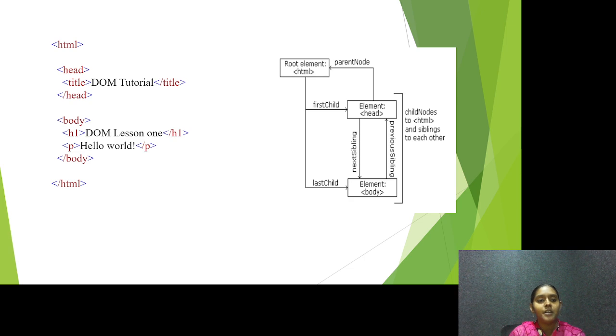And this is the diagram in which we are indicating HTML as the root element, and head is the first child element, and the title is included in the head, and body is another child element. H1 and P are the tags included in the body, and HTML is the closing one. Here we can see the diagram in the figure. Child nodes to HTML and siblings to each other.